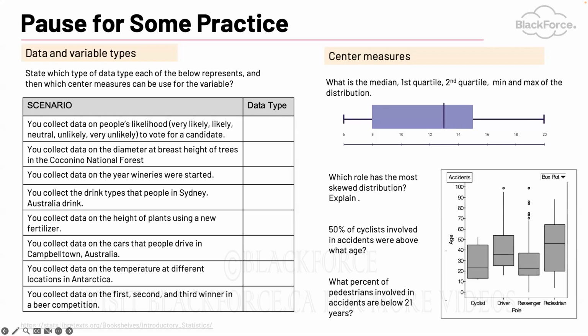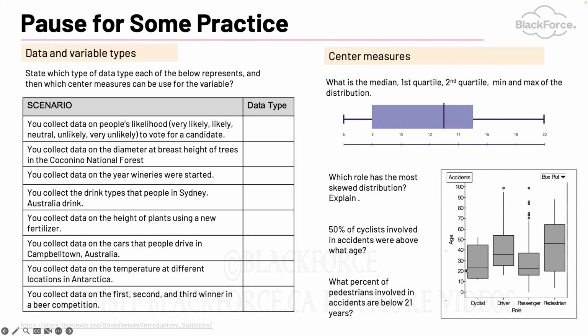What percentage of pedestrians involved in accidents are below 21 years? Let's get a quick response. Someone said 25%, 50%. So what line should you be looking at? Just remember we have more 50%. Yeah, that's the correct answer.